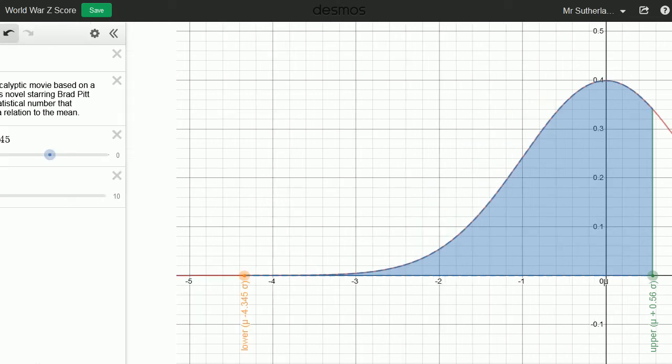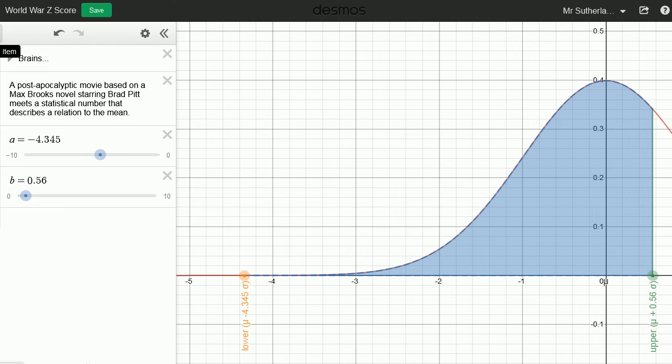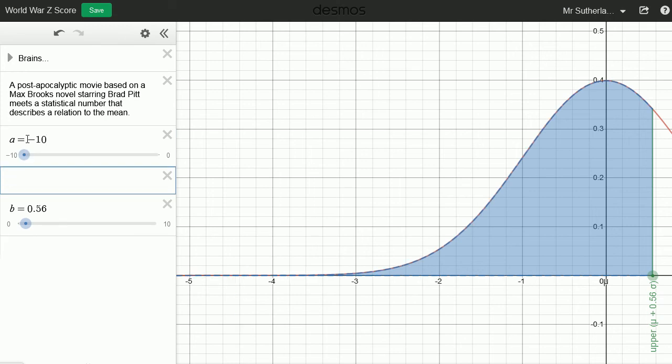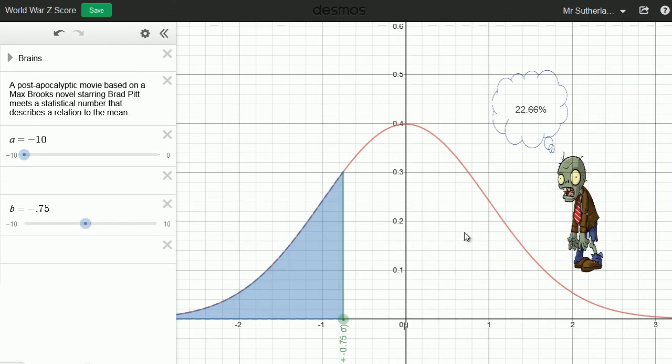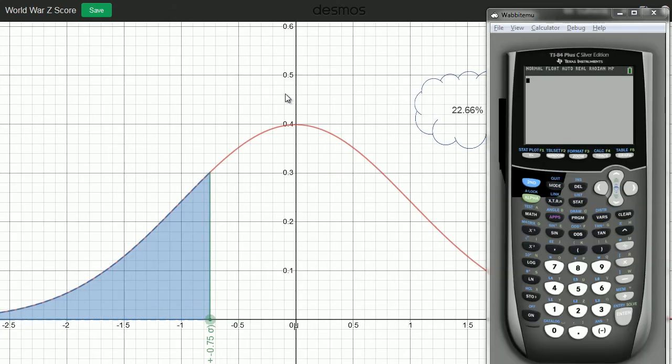So you can open up this side panel, and we're going to make A negative 10. Now for Mark's time, we have a Z-score of negative 0.75, and that's what we need to make our upper limit. So we're going to change B to negative 0.75. So let's see our result. It's 22.66%.